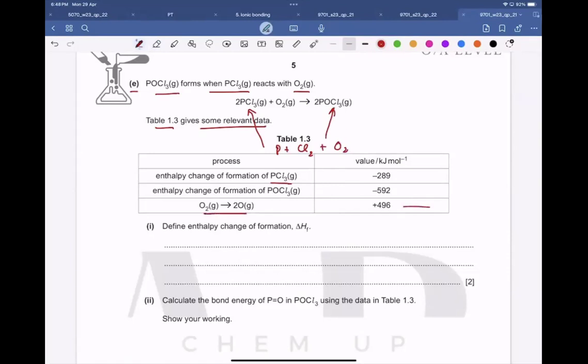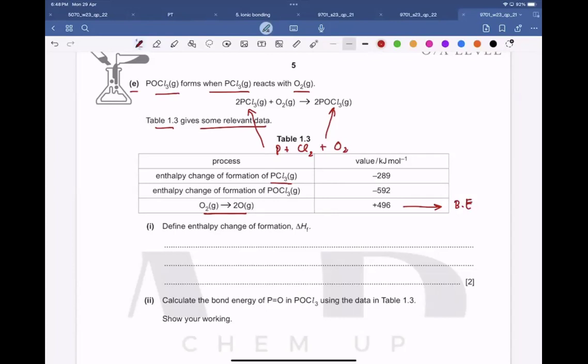It's a bond breaking. 1 mole of. So if we divide, it's a bond energy. And if we divide it by 2, just keep it bond energy.